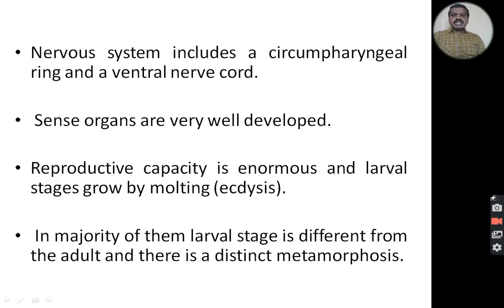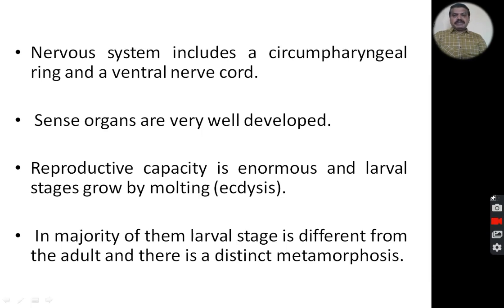As far as the reproductive system is concerned, reproductive capacity is enormous. Well developed reproductive organs are present, and the larval stages grow by molting. Larvae develop into adults through a process called ecdysis. Ecdysis is very much operating in insects, where there is a periodical shedding of the outer exoskeleton in order to obtain the definite size of the body, that is the growth and development of the body in general.